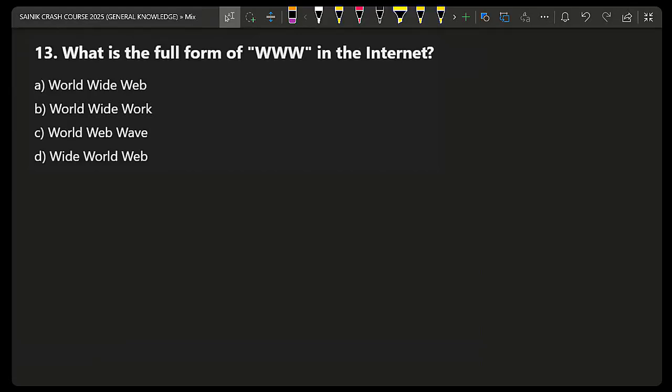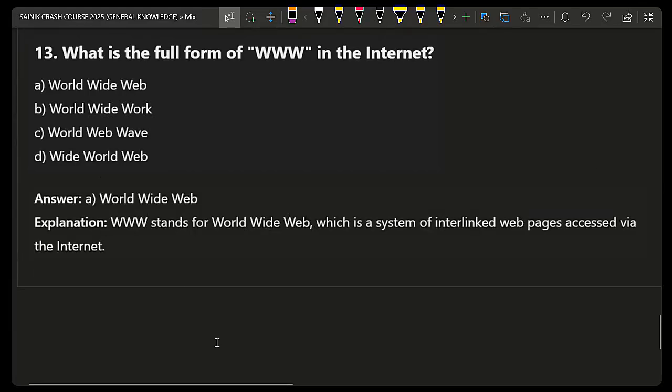Time up. One student gave the wrong answer, option B, World Wide Work. The correct answer is World Wide Web, which is a system of interlinked web pages accessed via the internet. So all the web pages accessed via the internet, that is called World Wide Web. Next question.